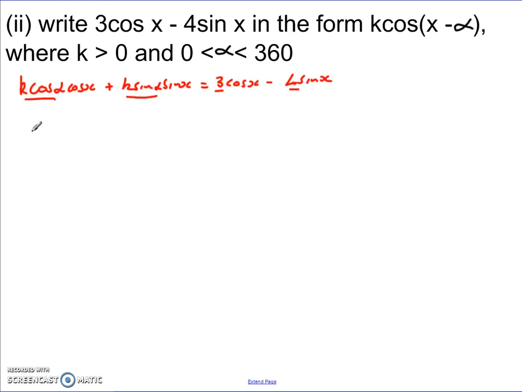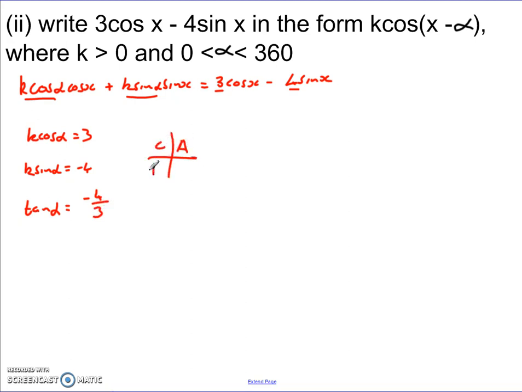So looking at the cos x, I then know that k cos alpha is equal to 3. And looking at the sin x, I know k sin alpha is equal to negative 4. From that, I can get my tan alpha, which I know is going to be negative 4 over 3.